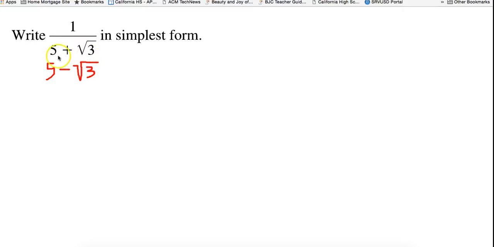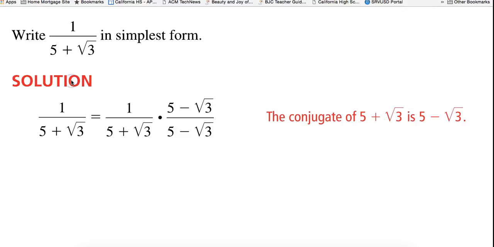To rationalize this problem, you're going to multiply both the numerator and the denominator by the conjugate of your denominator. So you're going to end up taking this fraction and multiplying it by 5 minus root 3 over 5 minus root 3. Let me go ahead and work through the steps here for you to see. So you'll see right here, like we just said, the conjugate is 5 minus root 3. To set your problem up, you're going to take your original expression and multiply it by the conjugate over the conjugate.